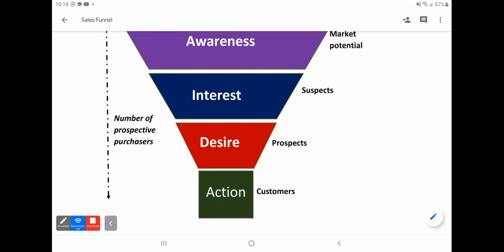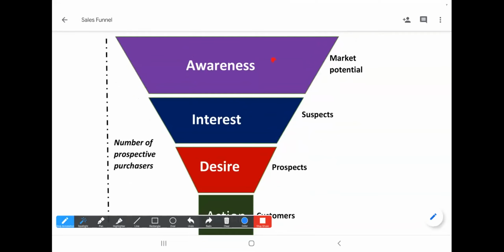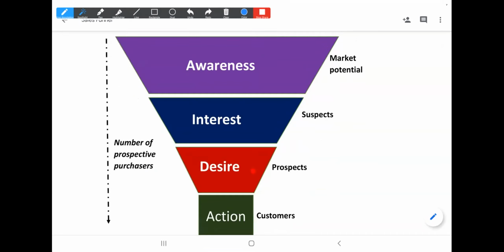That is, at the beginning, so many people know you, but fewer people have interest in you. Still fewer people have desire to buy your product. And finally, we have just a few who will take action to buy what you are selling. That's how the sales funnel works.